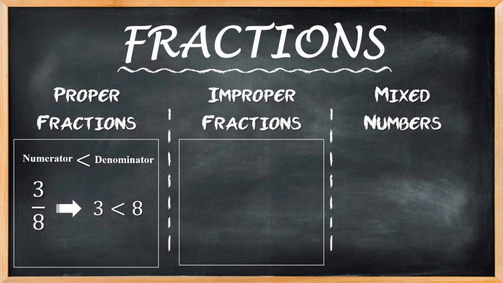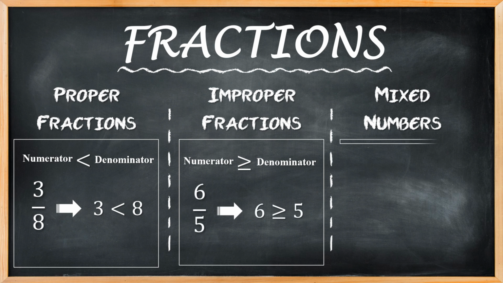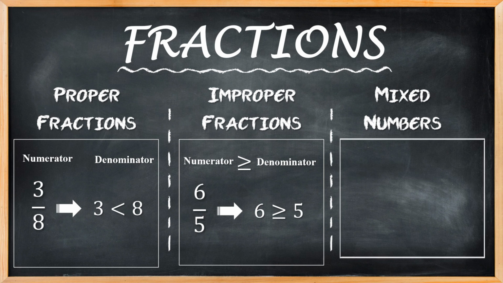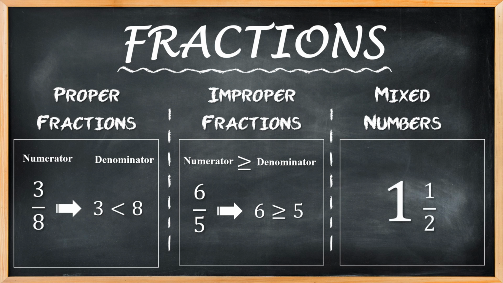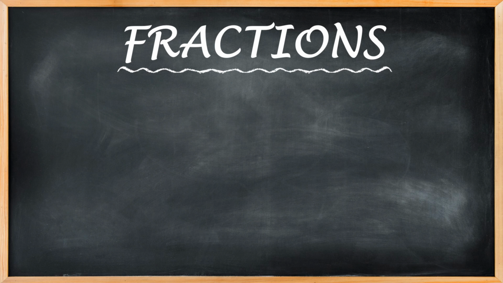Improper fractions. An improper fraction has a numerator that is equal to or greater than the denominator. For instance, 9/8 means you have more than one whole. Mixed numbers. A mixed number combines a whole number and a proper fraction. For example, one and a half represents one whole and half of another.